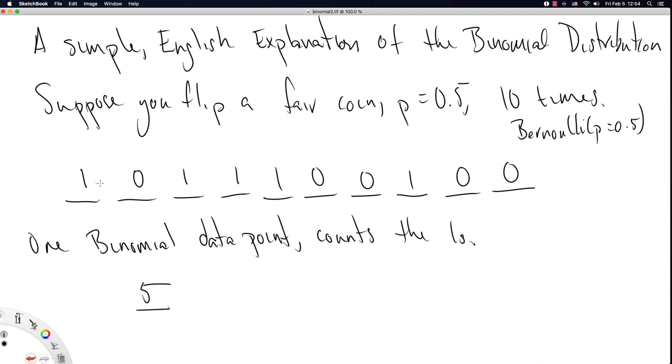We take some number of Bernoullis and collapse them down into a single binomial by summing the Bernoullis. Okay.